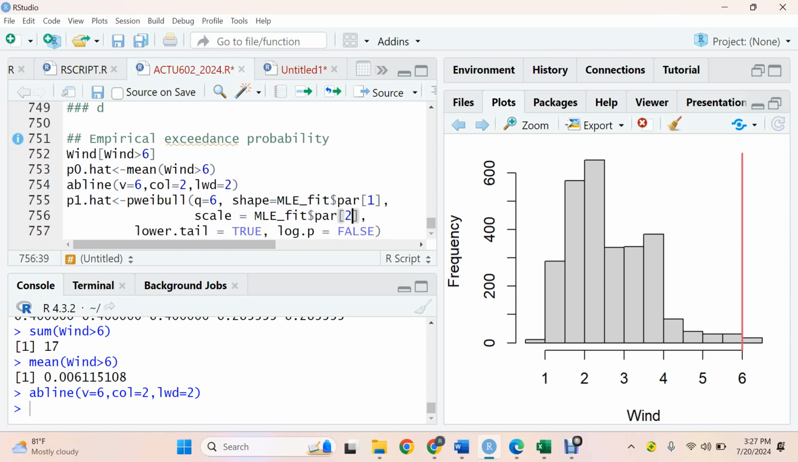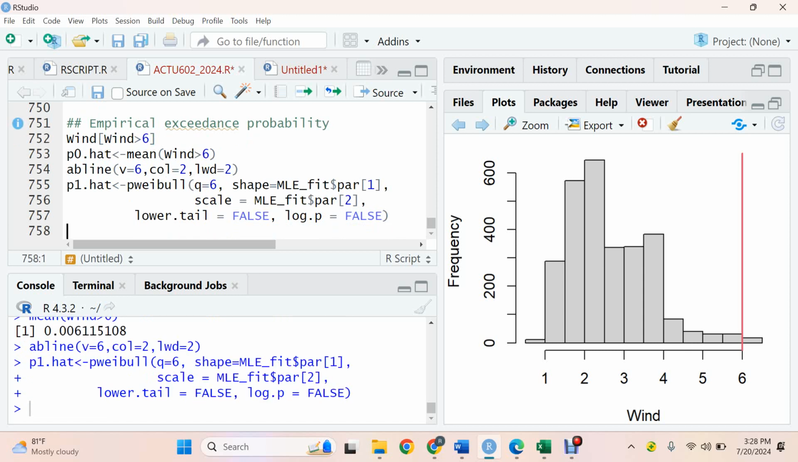And then lastly, is it the lower tail we want? No. So we want the upper tail. So we put this as false. Log P, we can just leave it like that. Okay. So if we run this, we will get this.